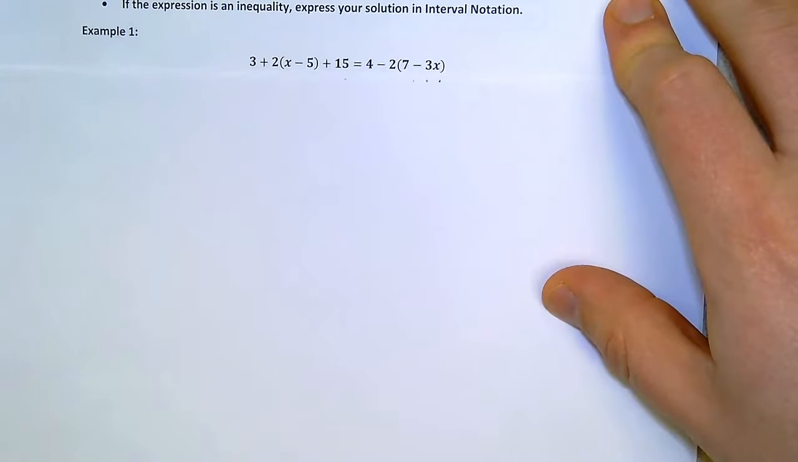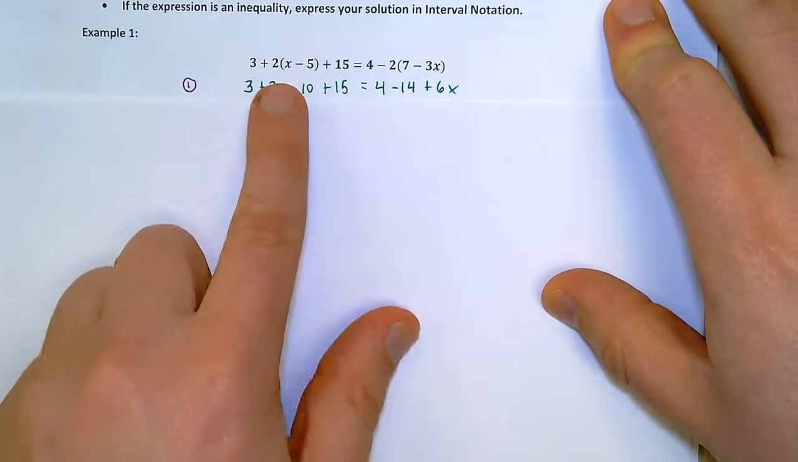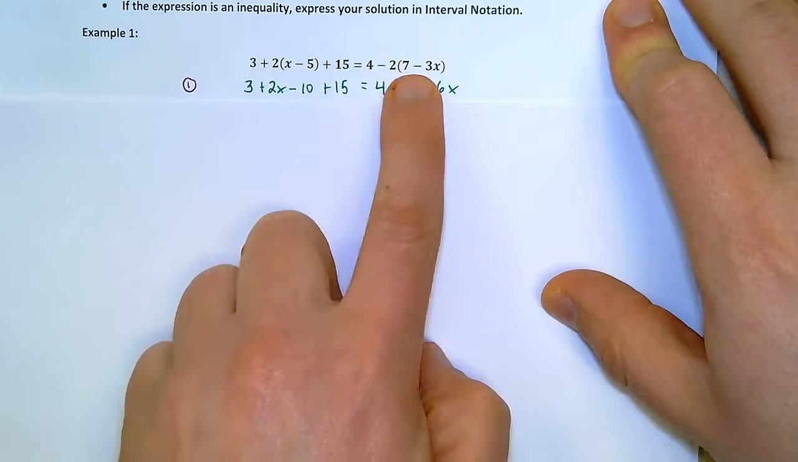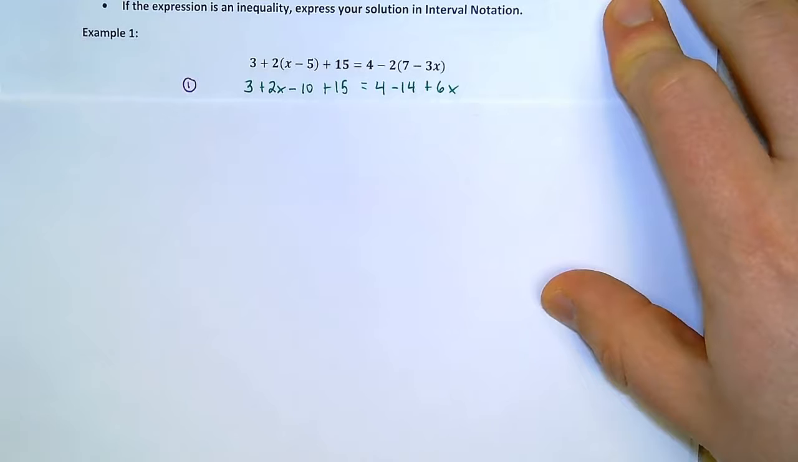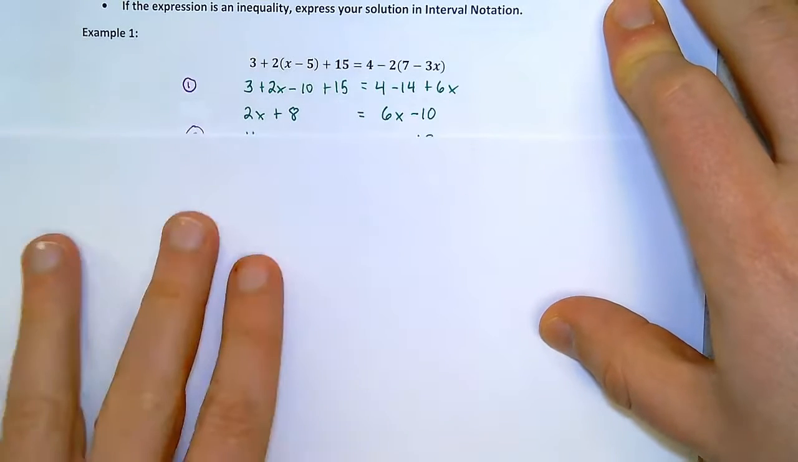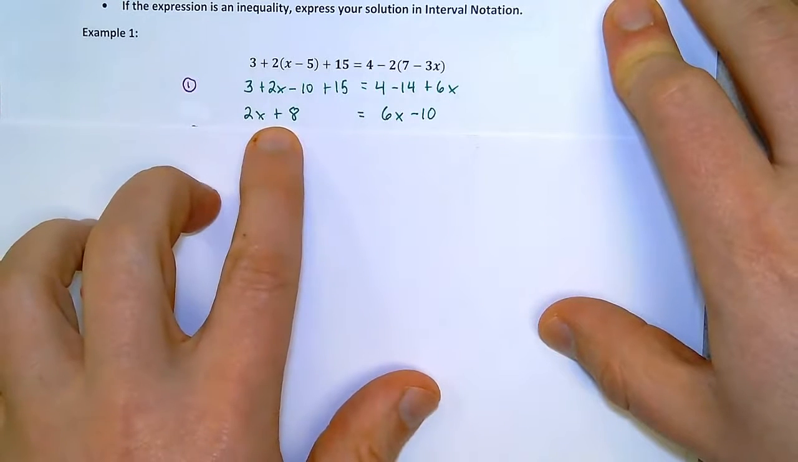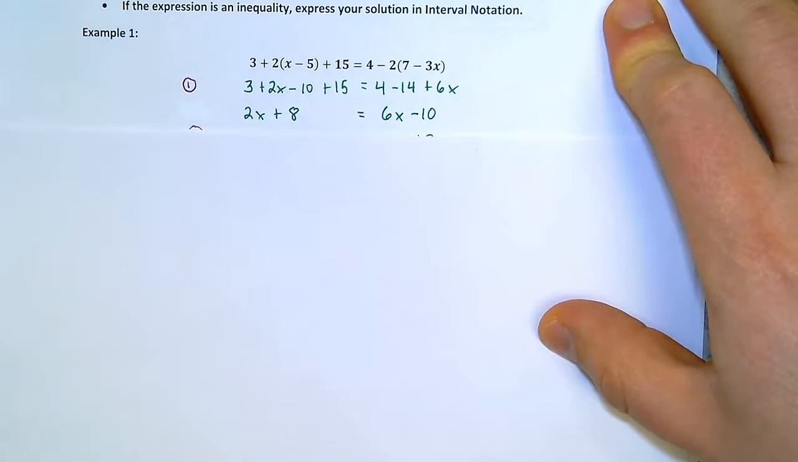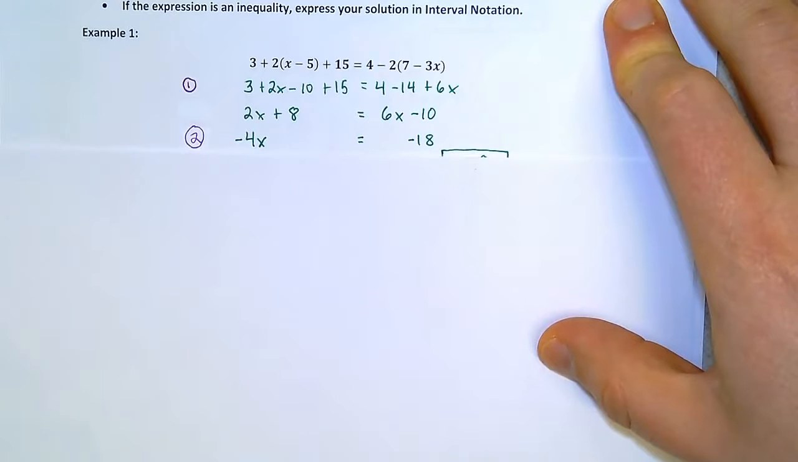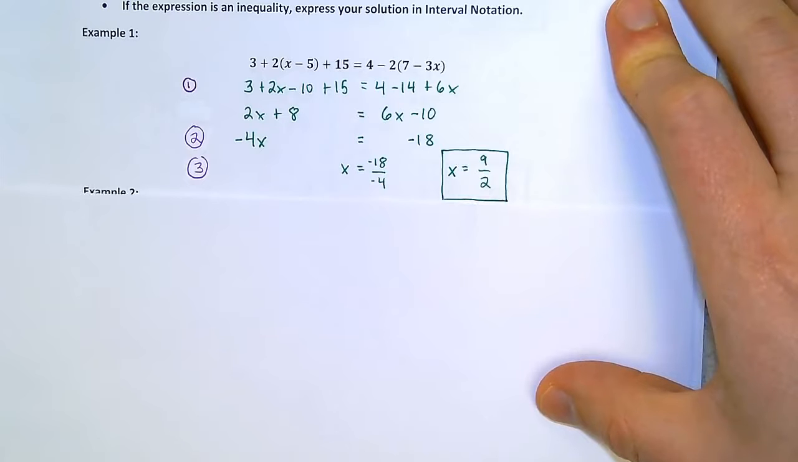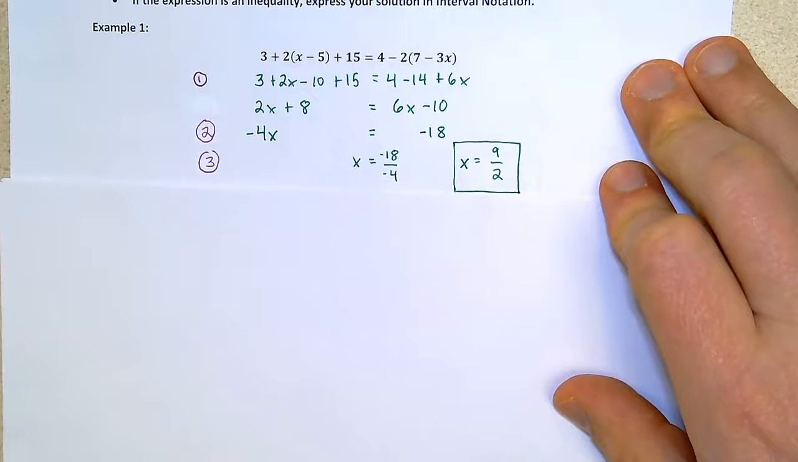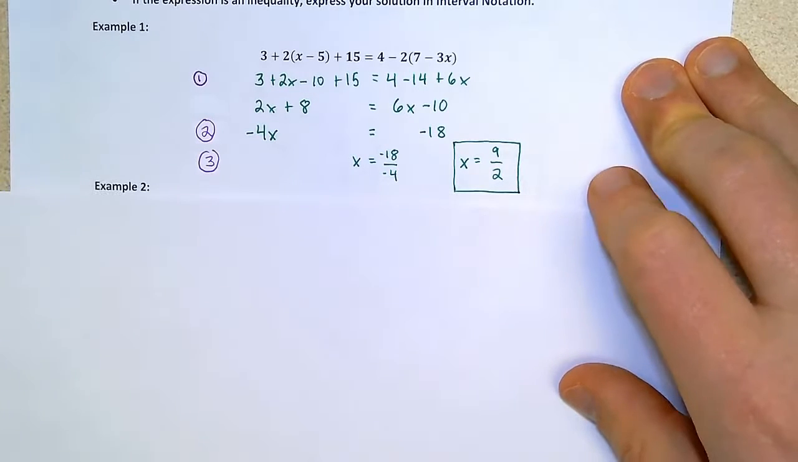Okay. In the first step, I distributed the 2 into the parentheses set on the left and the negative 2 into the parentheses set on the right. Notice a negative times negative equals positive. Then I gathered the like terms on the left to give me 2x plus 8, and the like terms on the right to give me 6x minus 10. Subtract 6x to the left and subtract 8 to the right, and I get negative 4x equals negative 18, and then divide both sides by negative 4. We arrive at a single solution of 9 halves.